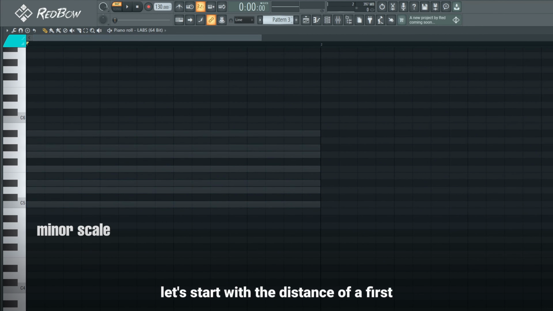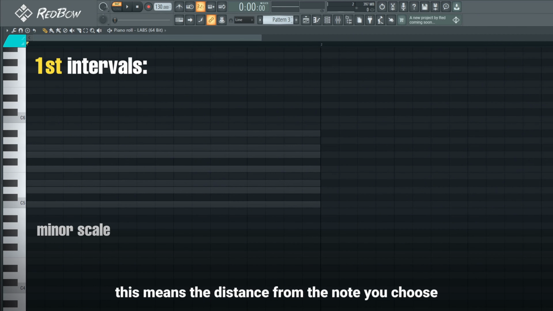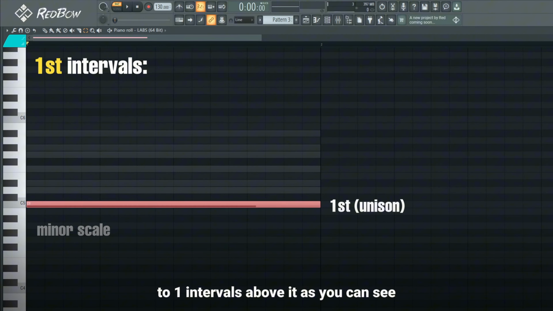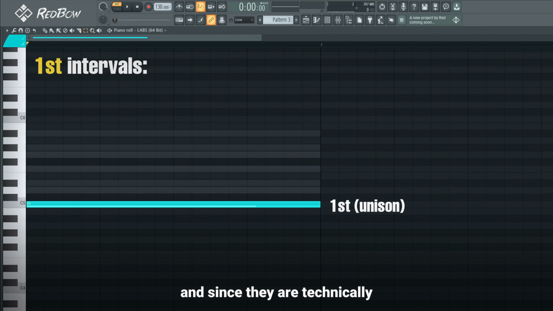First, let's start with the distance of a first. This means the distance from the note you choose to one interval above it. As you can see, that's just the same note. It's not even a single note above it. So first intervals are always the same. They just have one level. Easy. And since they are technically not even measuring a real distance, we call them unison.